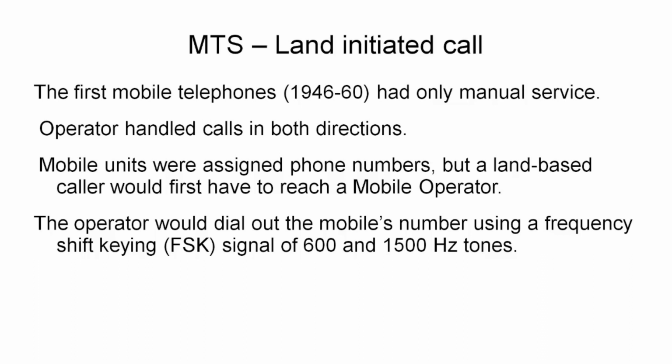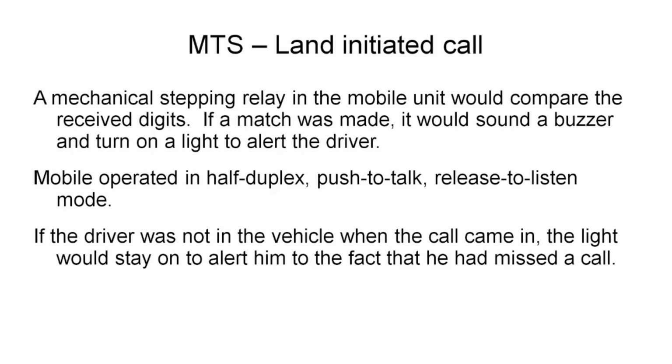All right, the first mobile telephones only had the manual service. Operators handled the calls in both directions. The mobiles were assigned a phone number, but a land-based caller would still first have to reach a mobile operator to make a call to the mobile. The operator would dial out the mobile's number using a frequency shift keying signal of 600 and 1500 hertz tones. A mechanical stepping relay in the mobile would compare the received digits that were dialed out. If a match was made, it would sound a buzzer and turn on a light to alert the driver.